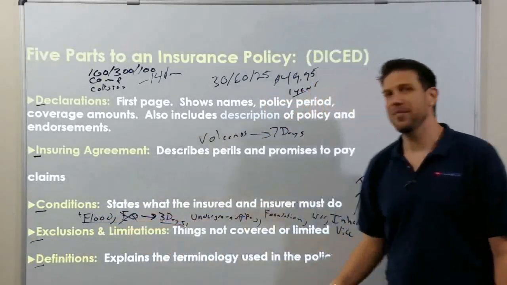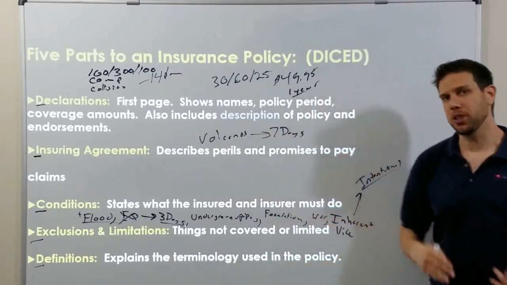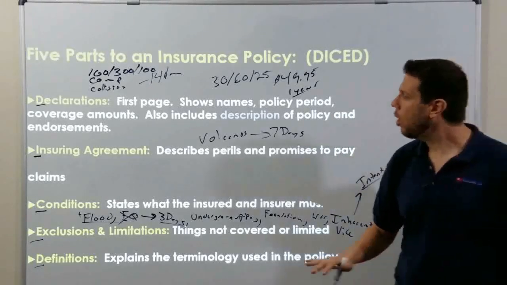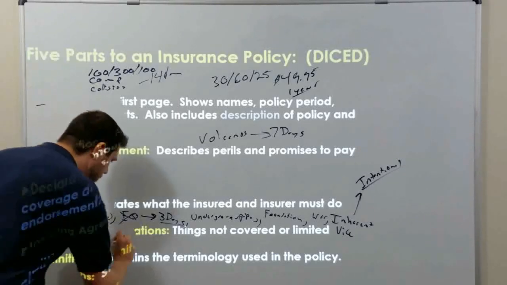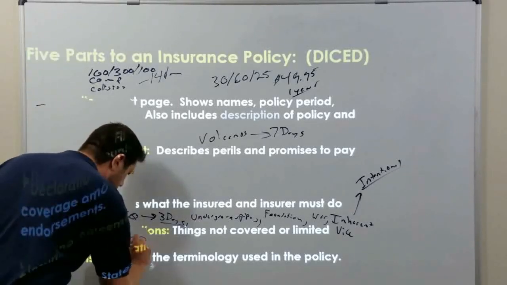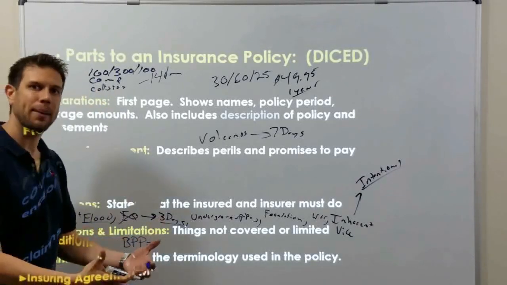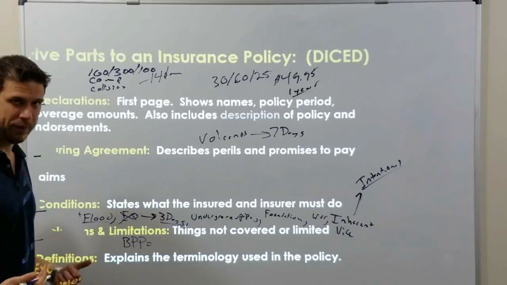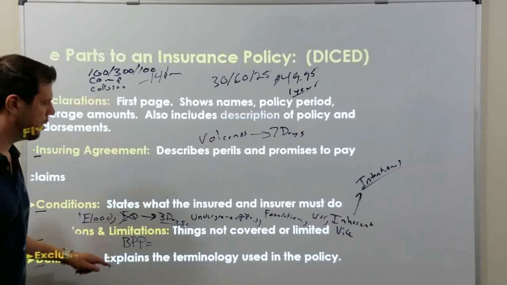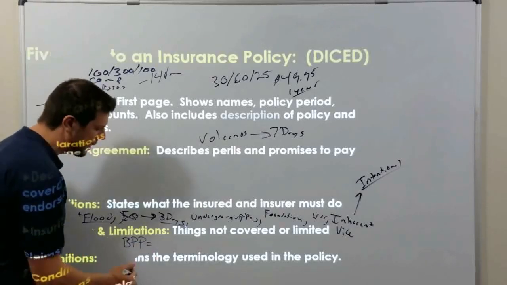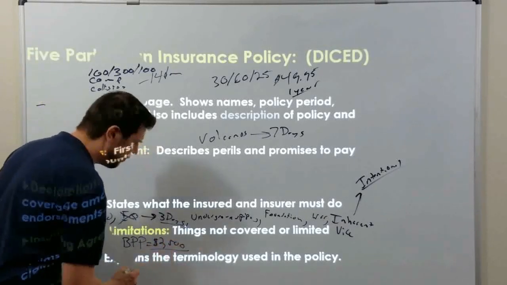Some policies also have limitations, saying that things are covered, but up to a certain extent. So for example, homeowners insurance will cover business personal property. Business personal property is like a work laptop that you took home with you. It's business, but it's property that you took home. So if your house burned down, it will cover business personal property, but up to a limit of $2,500.